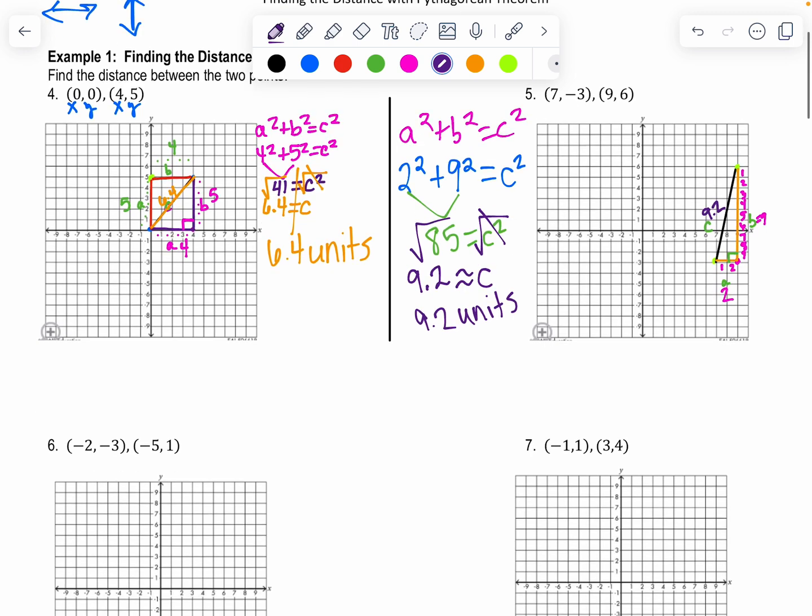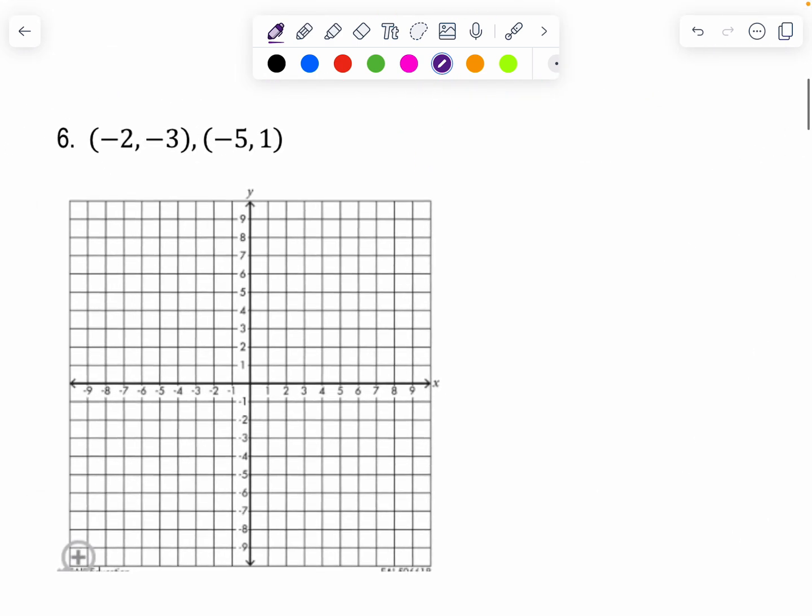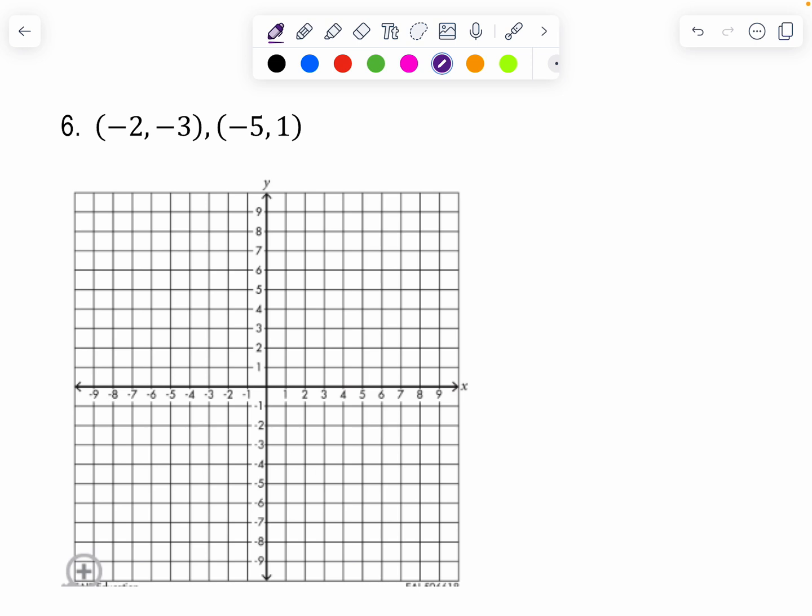Okay. Go ahead, I'm going to give you about a minute or so to get started on this one. Try it by yourself.